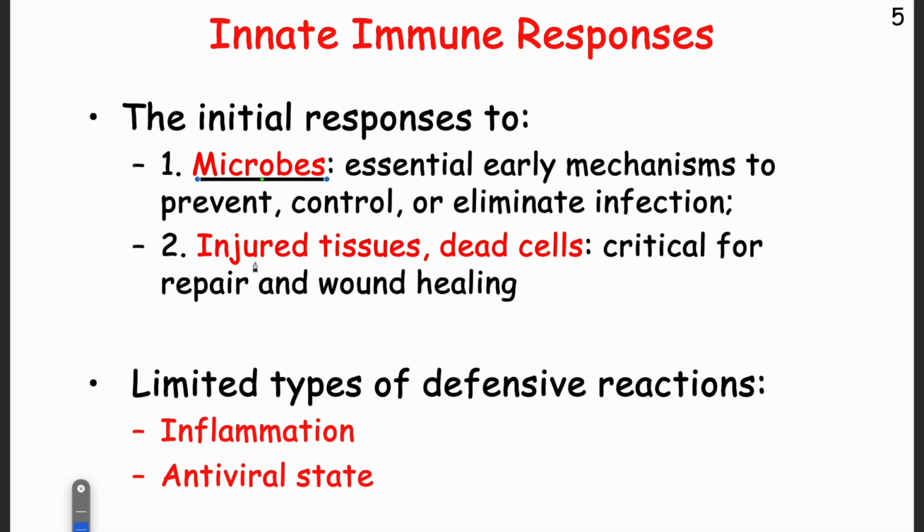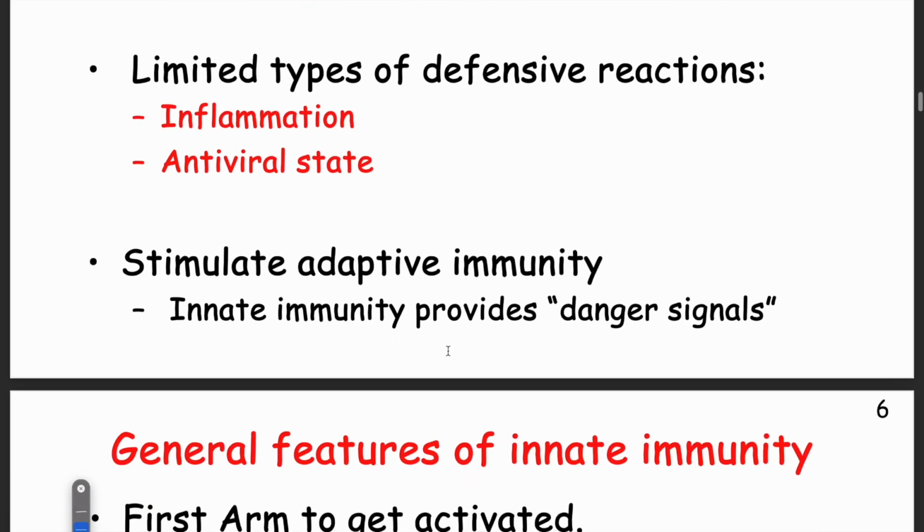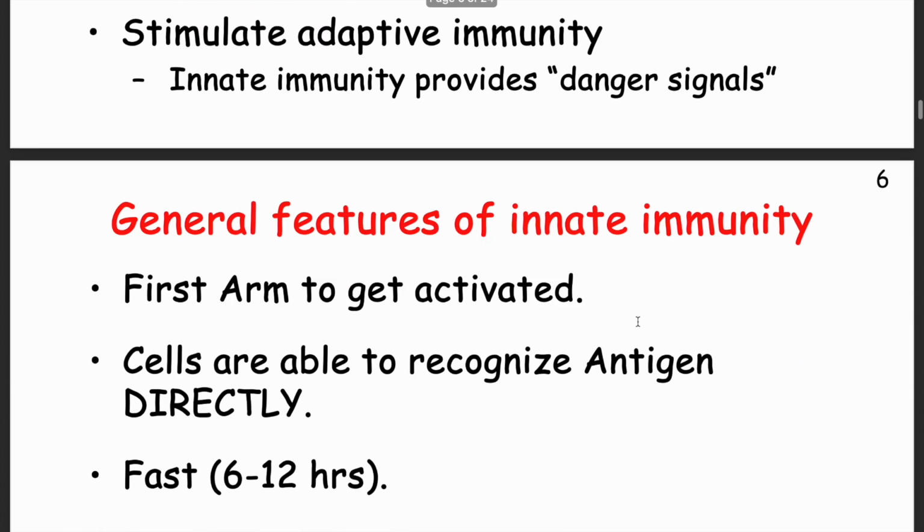Alright? Basically, innate response for the damage injured tissue, it promotes repair and wound healing. And it also stimulates the adaptive immunity. إنه بدون innate immunity ما راح نقدر نسوي activation للadaptive immunity. فمثل نقول إنه innate immunity is a danger signal, provide a danger signal.